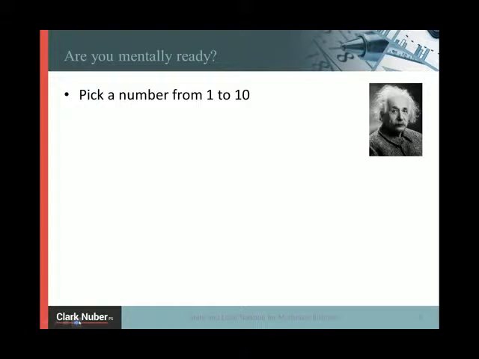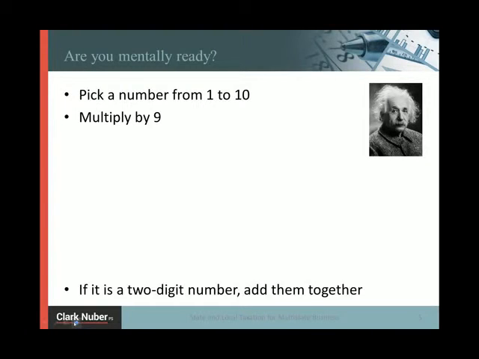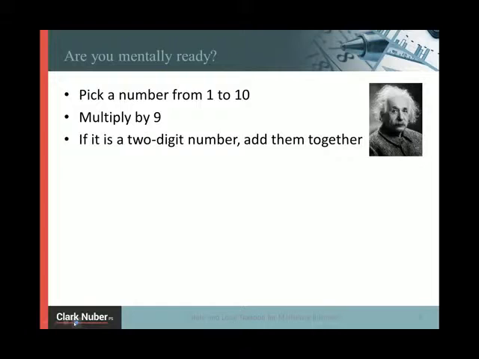I'd like you to pick a number from 1 to 10 and make note of it. Then I'd like you to take that number and multiply it by 9. If the number is a 2-digit number, then add the digits together. So for example, if you selected 10 and you multiply it by 9, you'd have 90. That would be a 9 and a 0. You'd add them together and you'd have a 9. Then I'd like you to subtract 5 from that number.